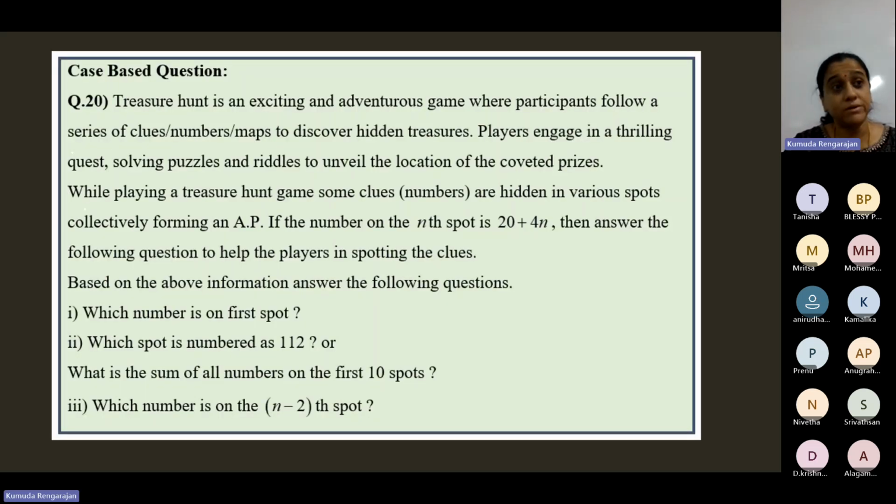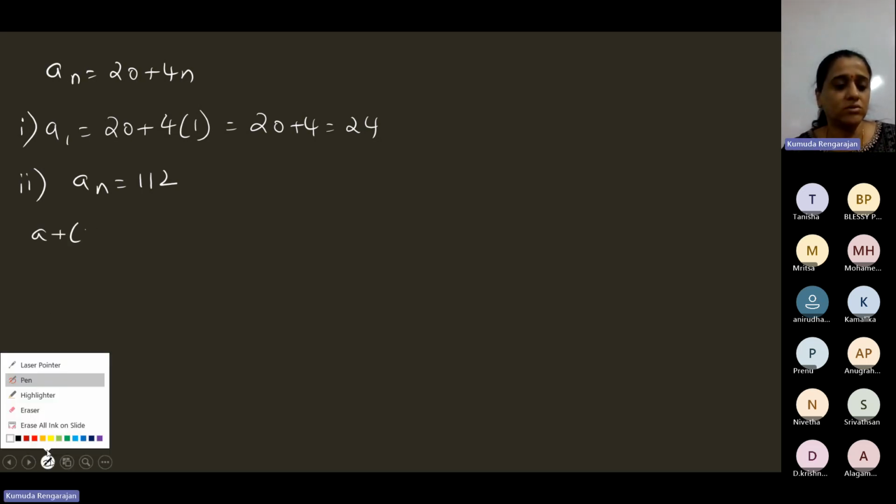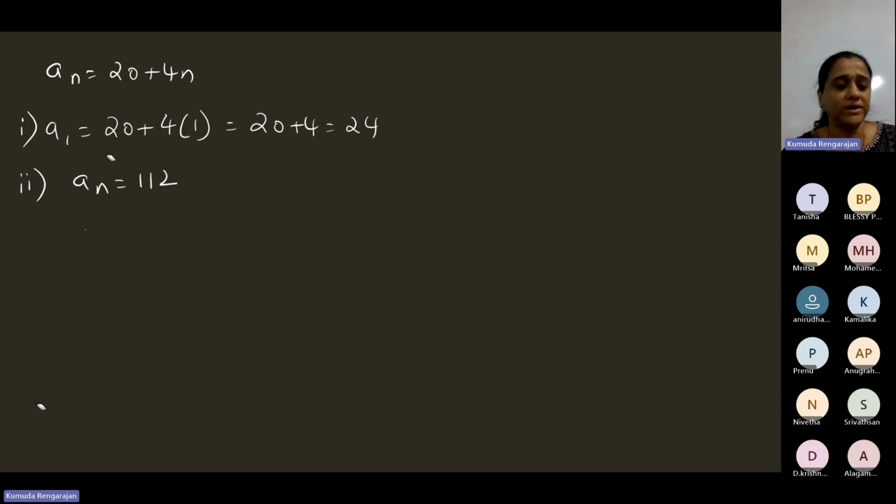Which spot is numbered as 112? Correct. So An is 112. Some particular spot, we don't know if it is A3, A4, A5, some spot is 112. So An is 112. You can also do directly like this. An is 112, meaning 20 plus 4n. You can use the formula also.